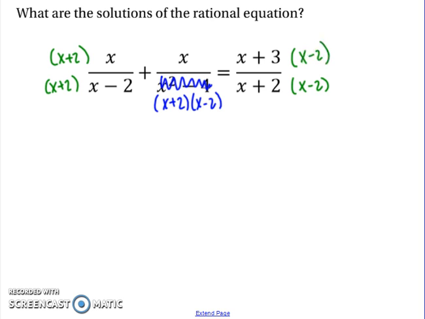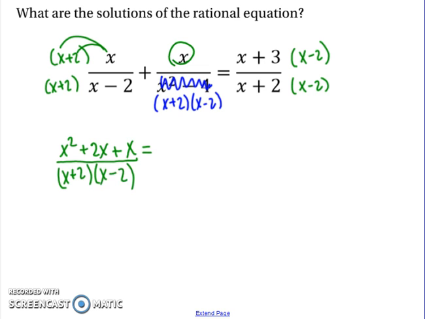So we're going to distribute all the tops, and we're just going to write this as one big equation here. So x times x gives us x squared. X times 2 gives us 2x. The second denominator here is x. We didn't do anything to that, so we're going to keep it as x. And the denominator is x plus 2, x minus 2. So we're going to leave that. And then we're going to FOIL the right-hand side. So that's going to be x squared, then we get a negative 2x and a positive 3x, so that's positive x, minus 6. And then the bottom again is x plus 2, x minus 2.